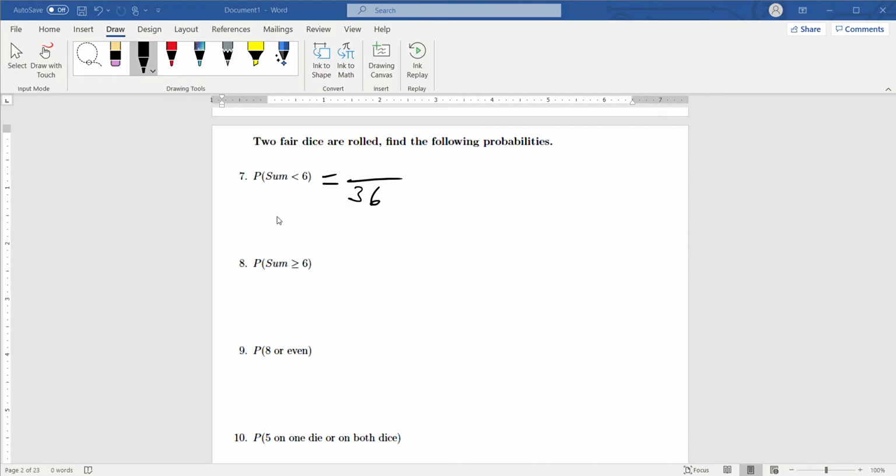But here we had 1, 2, 3, 4, 5, 6, 7, 8, 9, 10. So we have 10 out of the 36 happening. And then you can simplify this to get 5 out of 18.